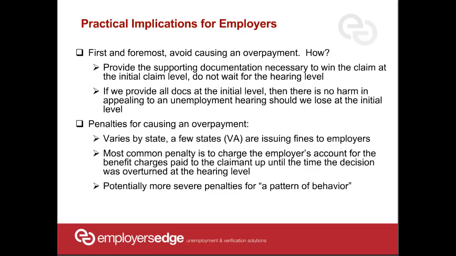And I've already talked about this again. I got a little ahead of myself, so I apologize. It varies by state. Virginia, like I said, is imposing fines. The most common penalty is the employer's account. Where the benefits were paid out to the claimant, you're not going to get relief of those charges. And there are more severe penalties when you establish a pattern of behavior, such as, like I said, you may not even be able to ever appeal to an unemployment hearing.